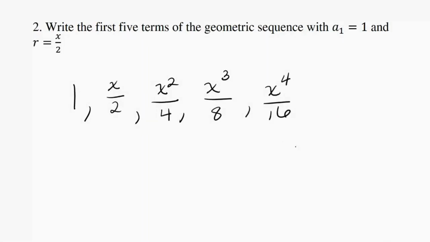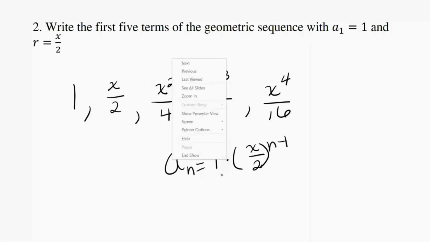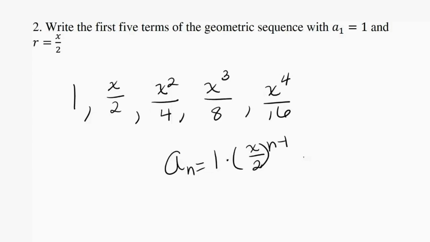So that's 5 terms. We could write this as a formula, if you want to. You can say a sub n equals 1 times this common ratio to the n minus 1 power. We don't really need this 1 here, but it is kind of helpful when you're writing the formula, so you remember it's the first term times this. And again, notice that I'm putting that fraction in parentheses because both of these need to be raised to that power.